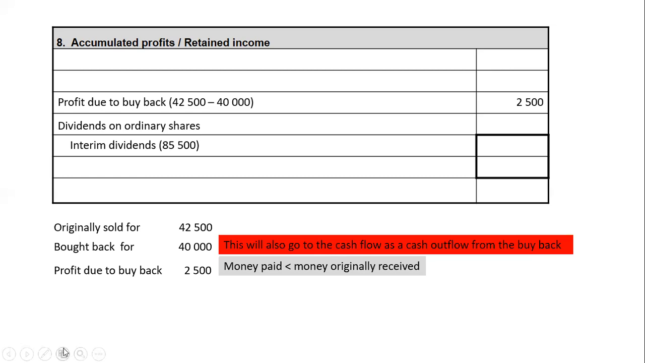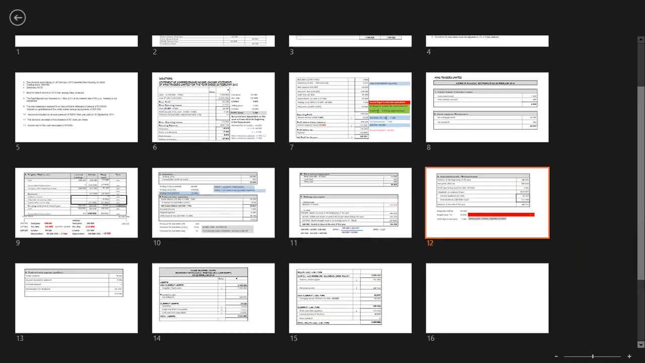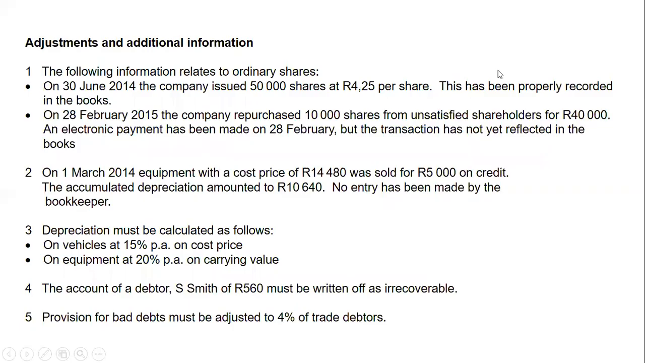Now I am done with adjustment number one. Let us go to adjustment number two. What does adjustment number two say?